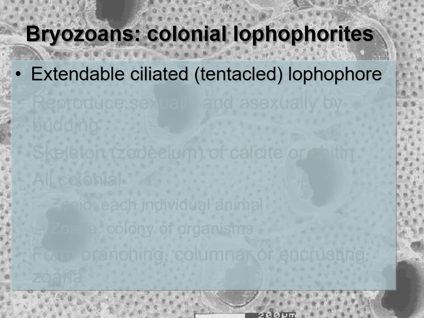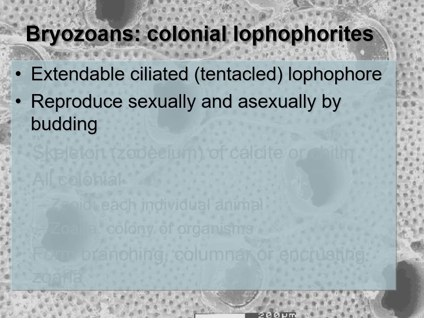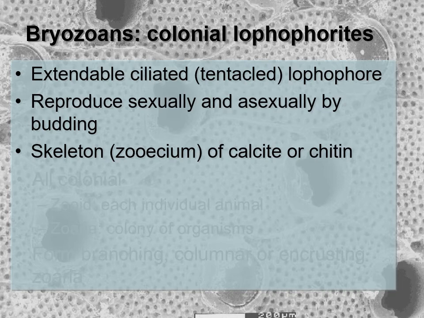So these are lophophorates. They do have a lophophore. In this case, it's a tentacled, kind of ciliated, extendable filter feeding structure. They reproduce sexually and they reproduce asexually by budding or kind of cloning themselves. So almost sponge-like in that way. The skeleton of a bryozoan colony, what we typically find in the fossil record, we call a zoecium. And these are made of either calcite or chitin.